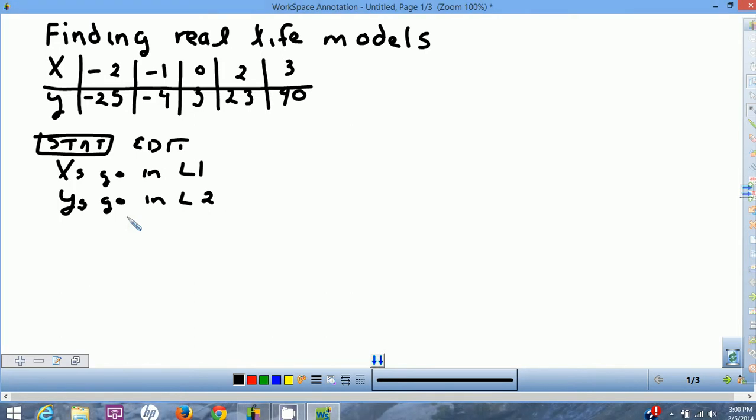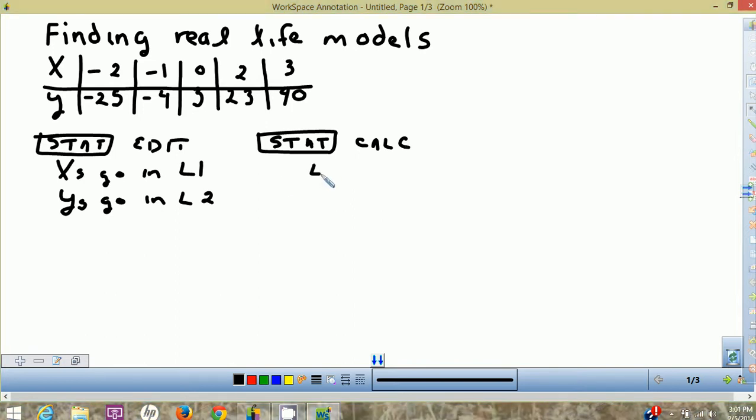Once I've done that, I need to find an appropriate model. Now, sometimes we know what model we want, sometimes we don't. So how do we tell what we want and which one is the best? So I'm going to go to Stat, and then I'm going to go to Calc. Now, I want to know what is the best possible model for this set of data. So I'm going to do several calculations.